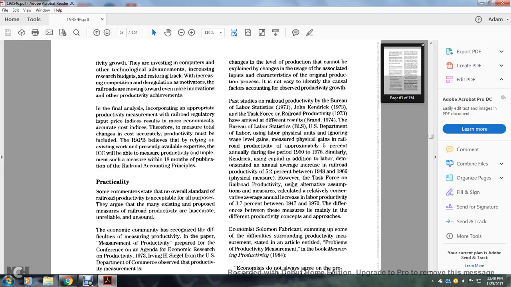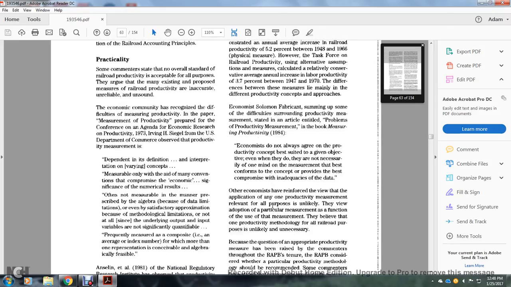However, the task force on railroad productivity used an alternative assumption measure and calculated a relatively conservative average increase in labor productivity of 3.7% from 1947 to 1970. The difference between these measures lies mainly in the different concepts and approaches.